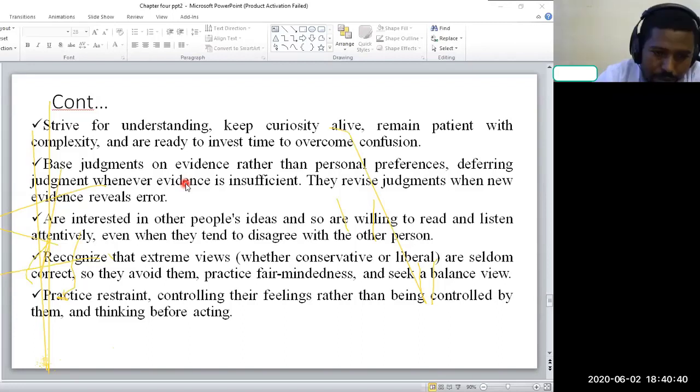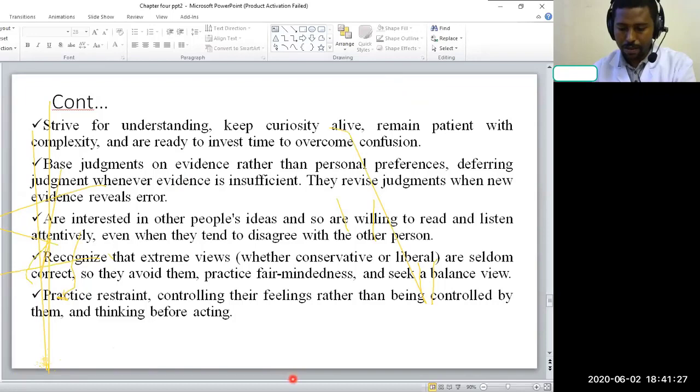They recognize the existence of outlier views, extreme views, views which are not similar to the average person's. There are deviant views, deviant expressions. These critical thinkers acknowledge these extreme views. They practice fair-mindedness and seek a balanced view. They also practice restraint, controlling their feelings rather than being controlled by them, thinking before acting. These are the traits and characteristics of such a person.